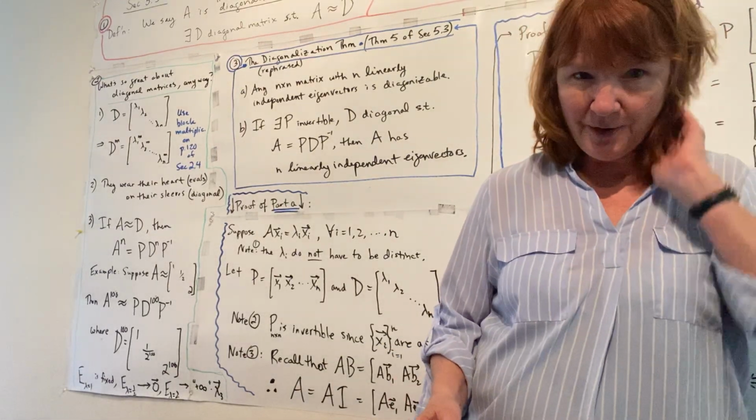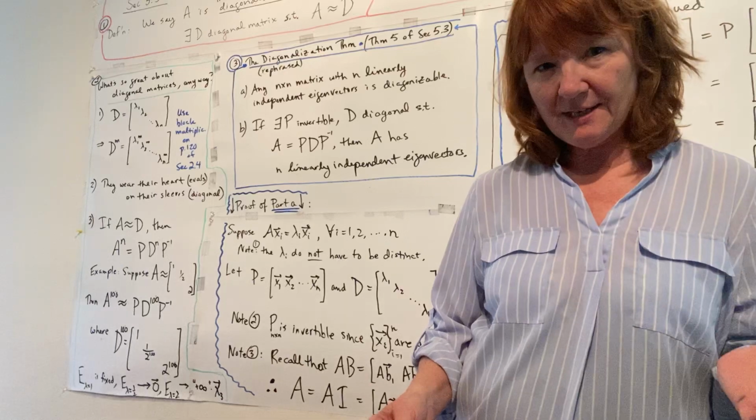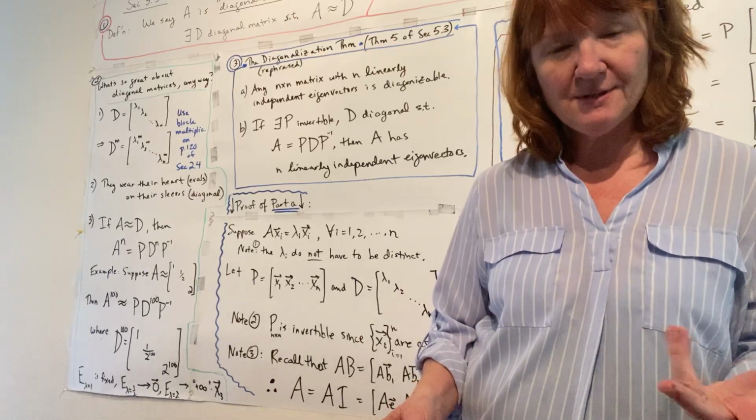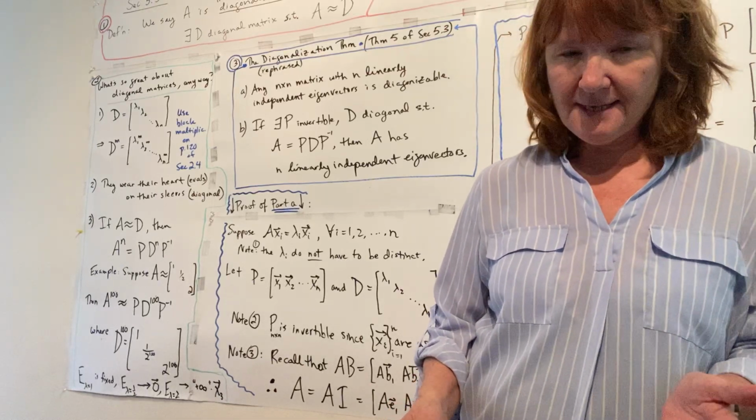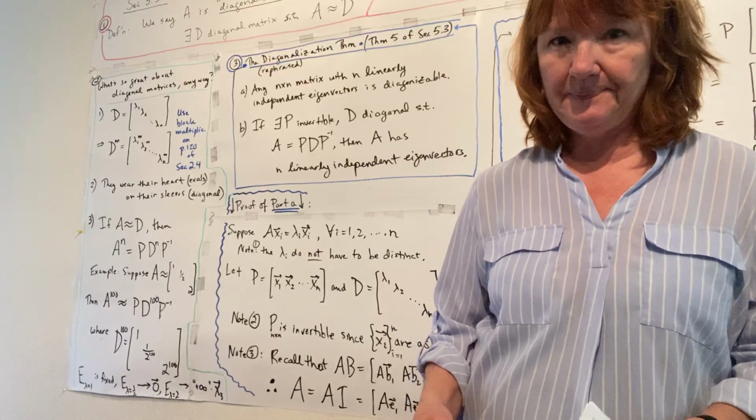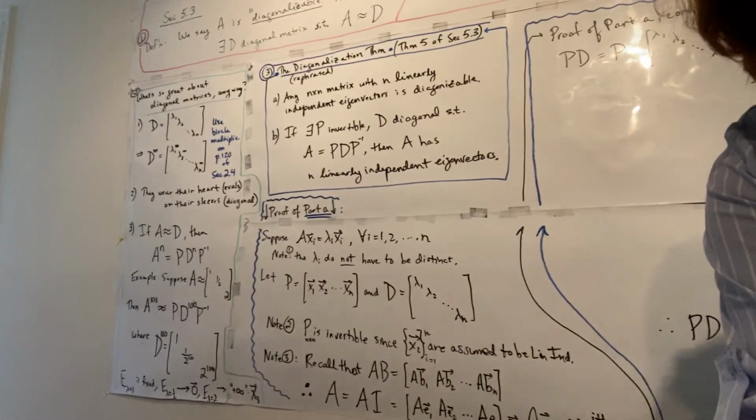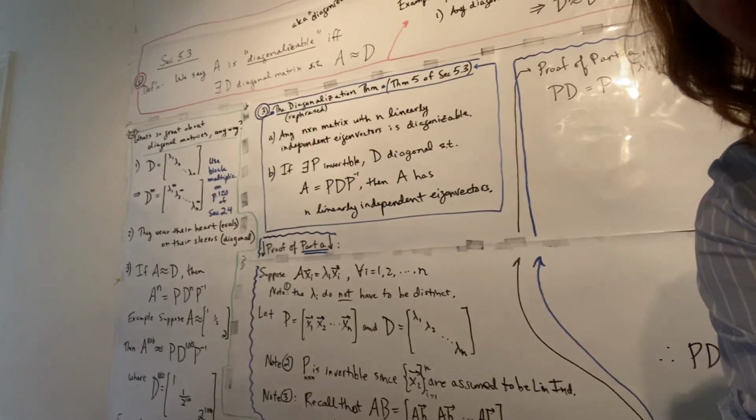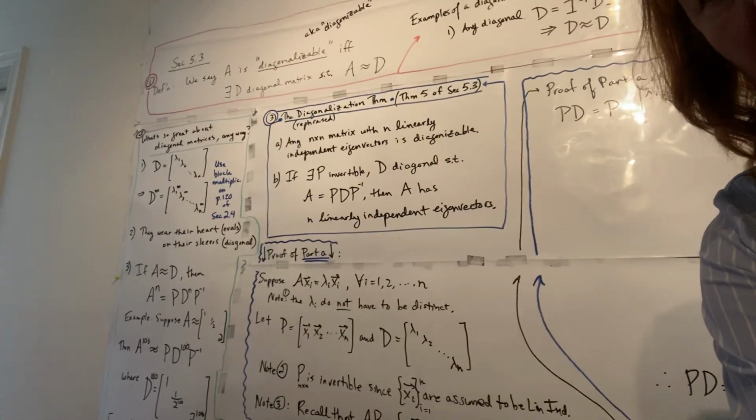Okay, so the second part of this transition from section 5.2, talking about similar matrices, to talking about diagonalization in section 5.3. All right, so first of all, we need a definition.